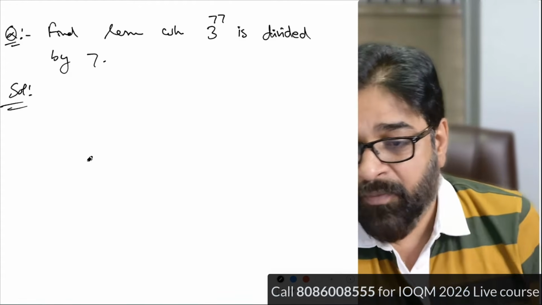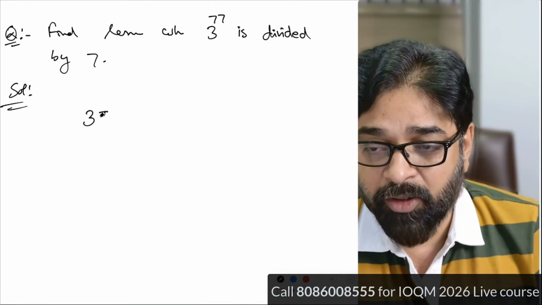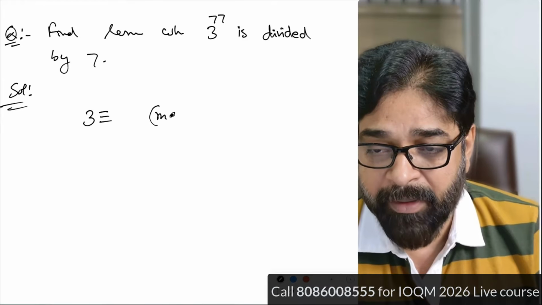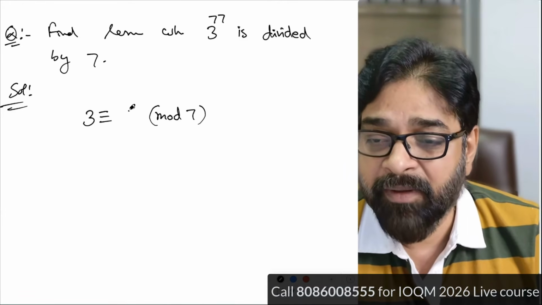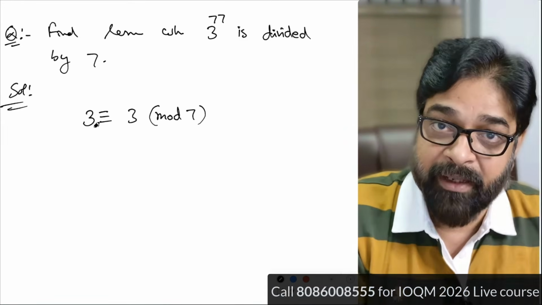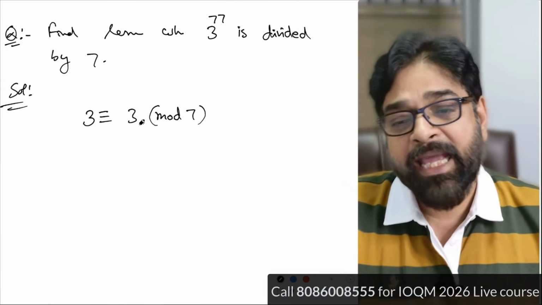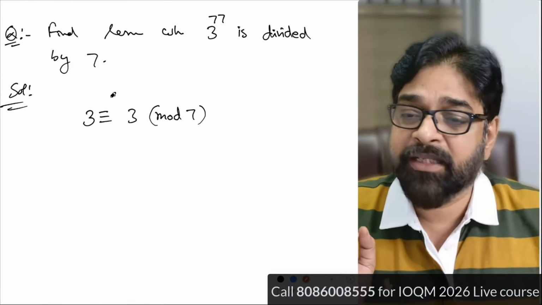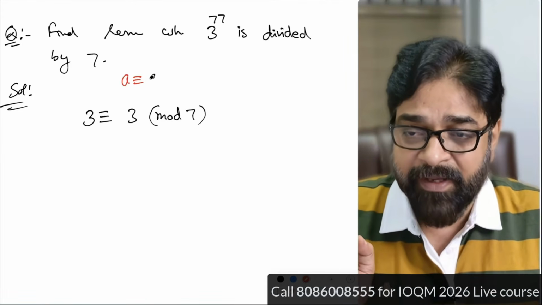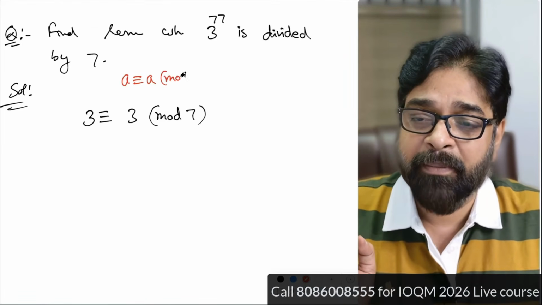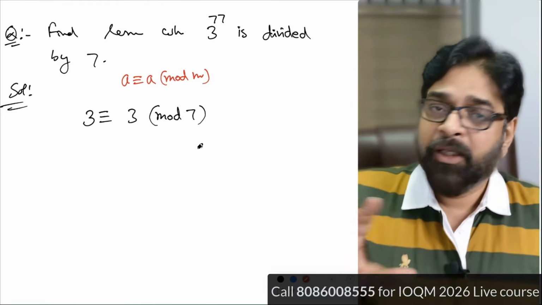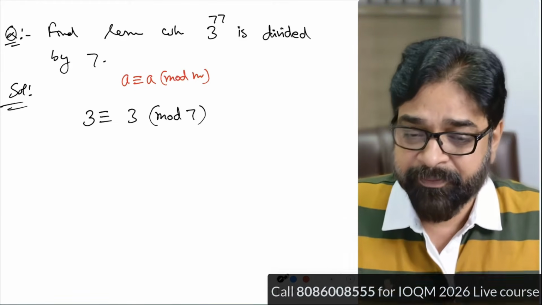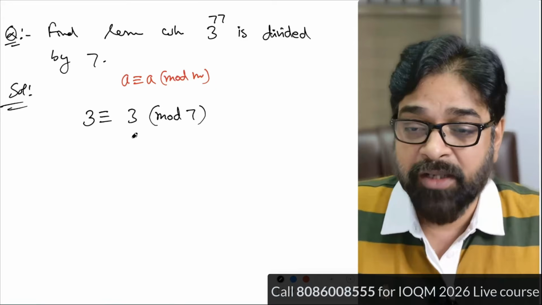Okay. We'll start with the 3. 3 will be congruent to what modulo 7? Everybody, 3 itself, 3 already is the remainder. So 3 will be congruent to 3. A is always congruent to A, any modulo, it does not matter. A is always congruent to A modulo M. This we can use always to start. So 3 is congruent to 3 modulo 7.